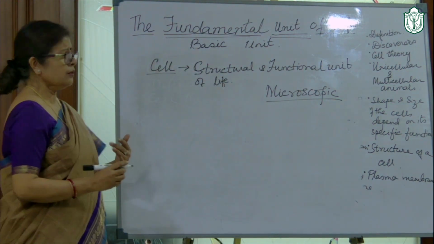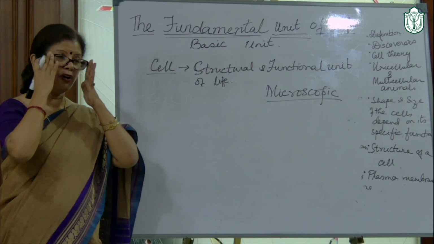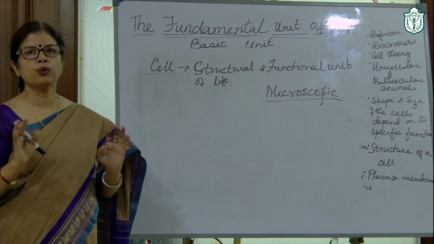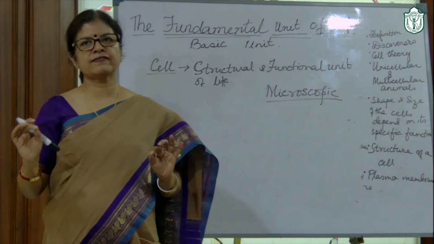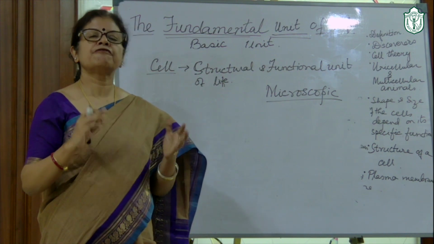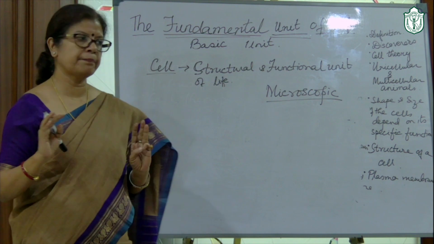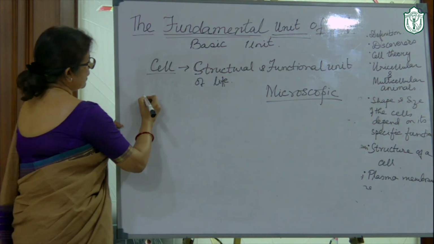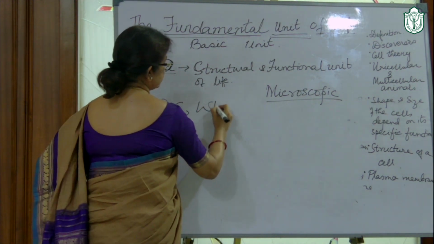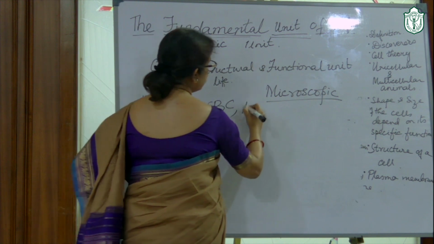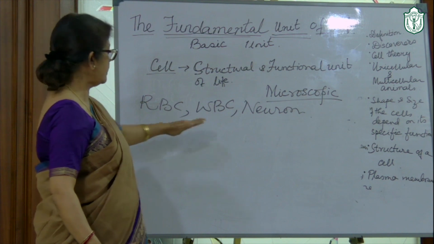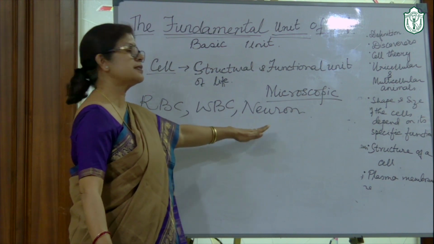Now, shape. What is the shape of the cell? All organisms have cells. Are all the cells of the same shape and size? No. The shape and size of the cells depend on the specific function. For example, I am giving you 3 examples: RBC, WBC and neuron, the nerve cell. RBC is a blood cell, WBC is also a blood cell, and neuron is a nerve cell.